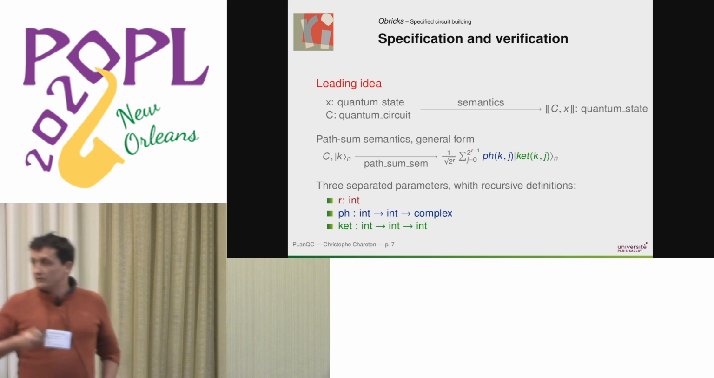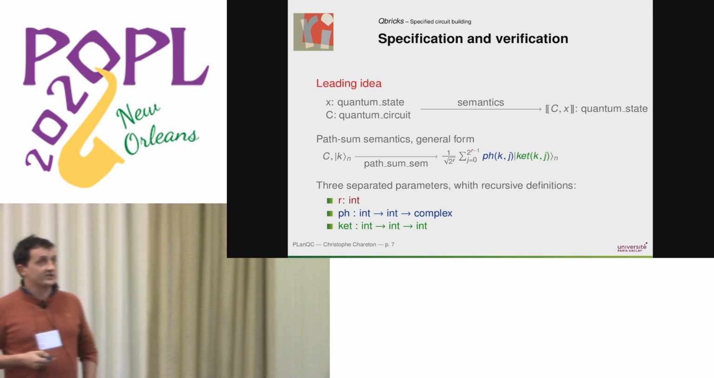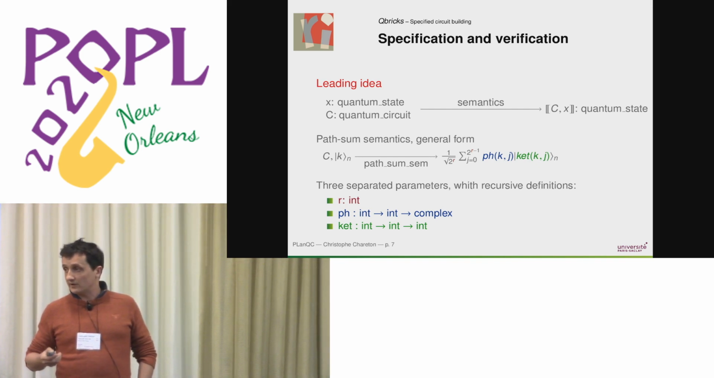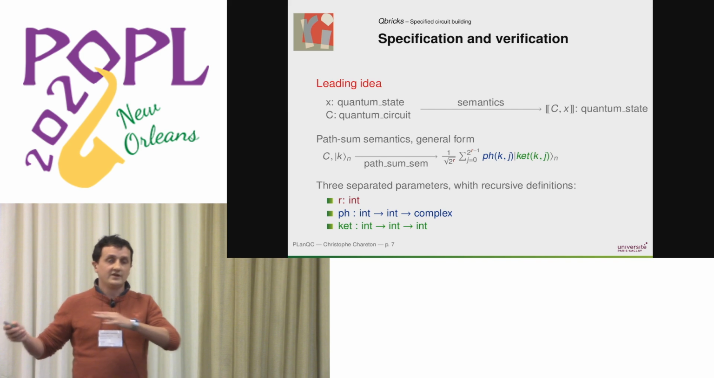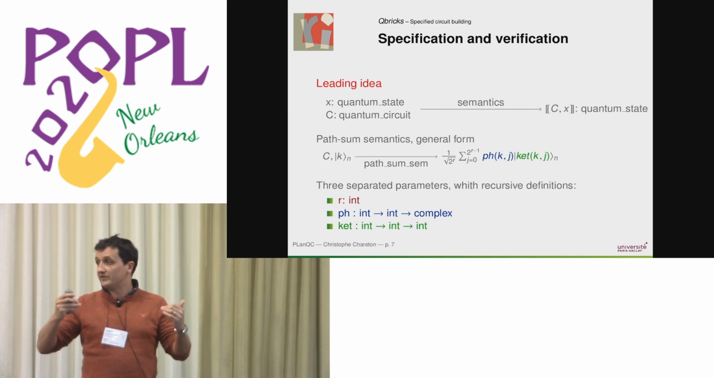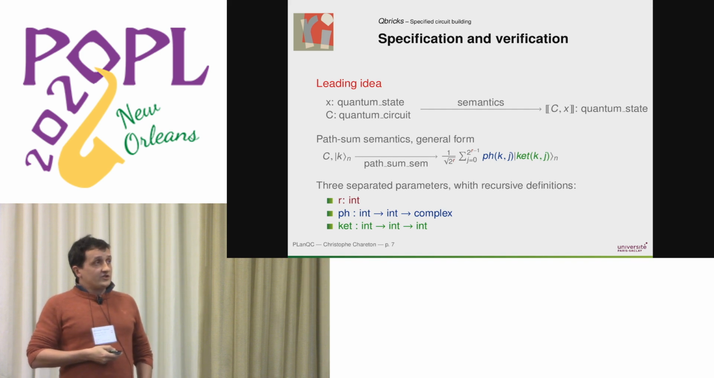And now we want to specify these circuits. So to do so, we need a formal interpretation of these circuits. So they are functions transforming quantum states into quantum states. And we need a semantics to describe these functions. So I choose to use the path-sum semantics that was proposed by Matthew and me 2 years ago.